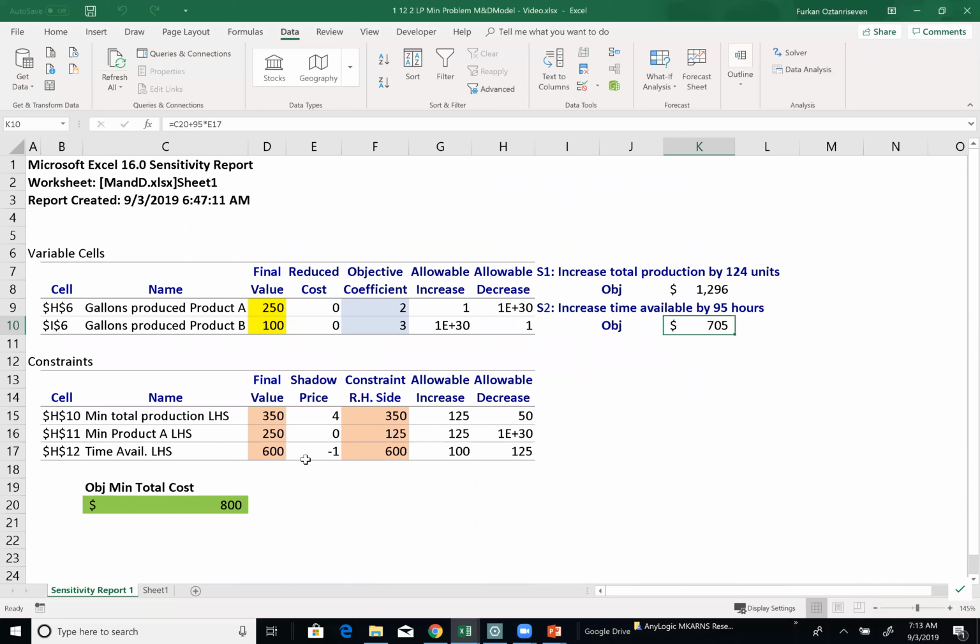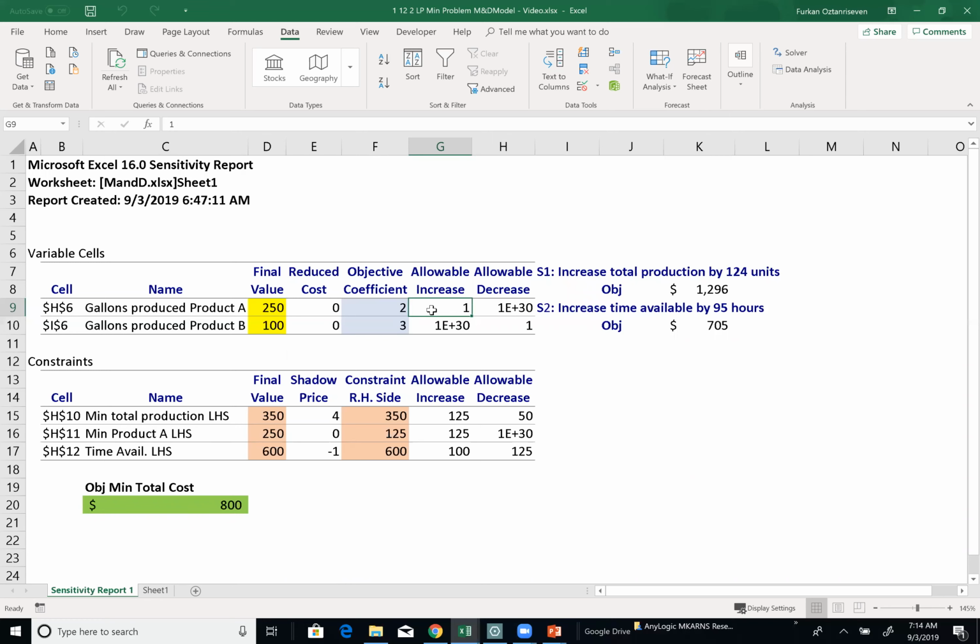This is important to understand what will impact your solution, and based on that, you can make managerial decisions. For example, I know that I'm producing both of these products. Even if I increase or decrease the cost, I will still keep producing the same amounts unless I increase the cost by more than $1. So this means that my model is very sensitive to an increase in the objective coefficient of product A, but it's not sensitive at all for product B. So if the cost goes crazy up for product B, it still won't impact my solution.